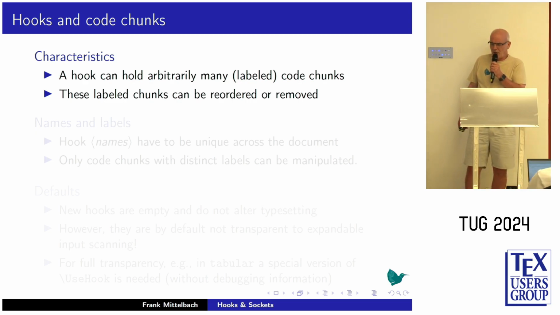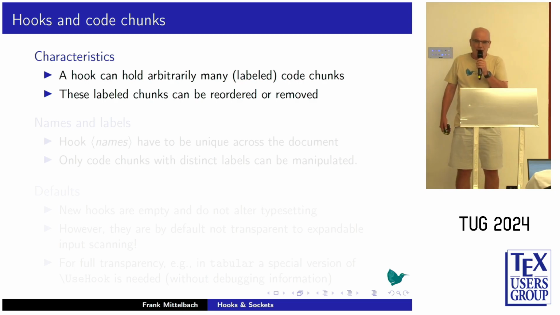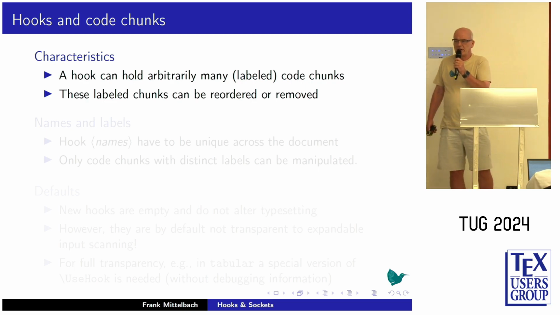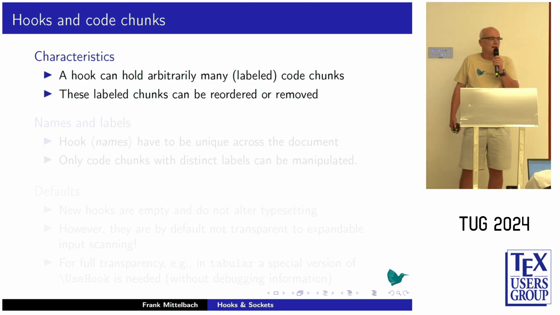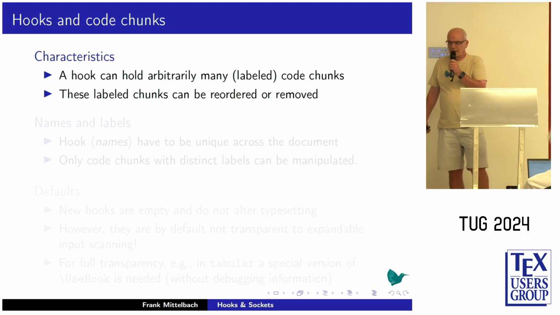A little bit of how this new mechanism is actually working. So basically, a hook is a point in the code with a name, and a hook can hold arbitrarily many pieces of code. Each has a label, a name. And these labeled code chunks can then be ordered and removed from the hook.